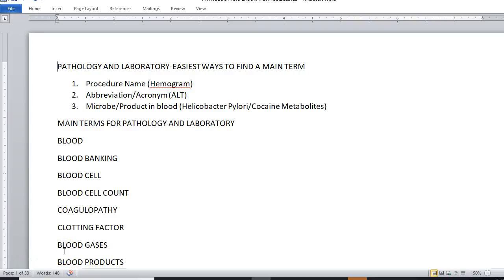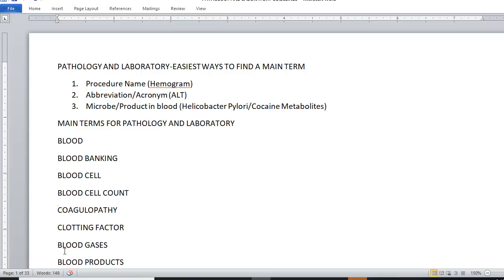Hello, coders. Today we're going to talk about pathology and laboratory, or path and lab for short. So, unlike a lot of our other sections that we've talked about, like surgery and evaluation management and radiology, we can do a couple different things here that we're not used to looking for.